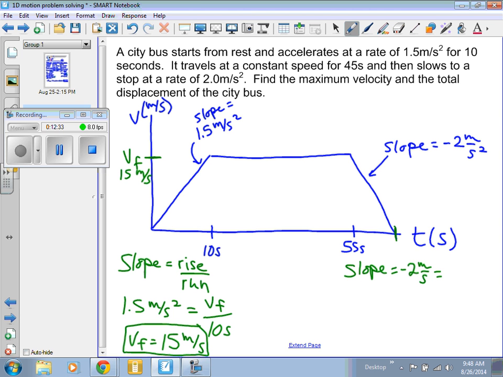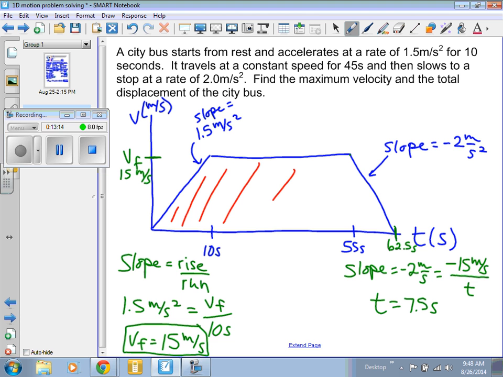Our change in velocity is -15 meters per second, because we're starting at 15 and we're going to 0, and then our time is what we're looking for. So that's t. So we can solve that for t, and we get t is equal to 7.5 seconds. So that means that this value right here is going to be 62.5 seconds. And then our last step is to find the area under the curve.